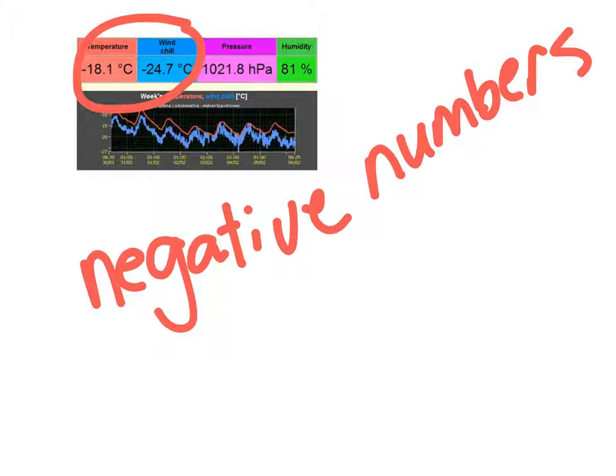And here is a meteorology map where it's using Celsius, but you can see that the negative numbers are up there circled at negative 18.1 C and 24.7 degrees Celsius.